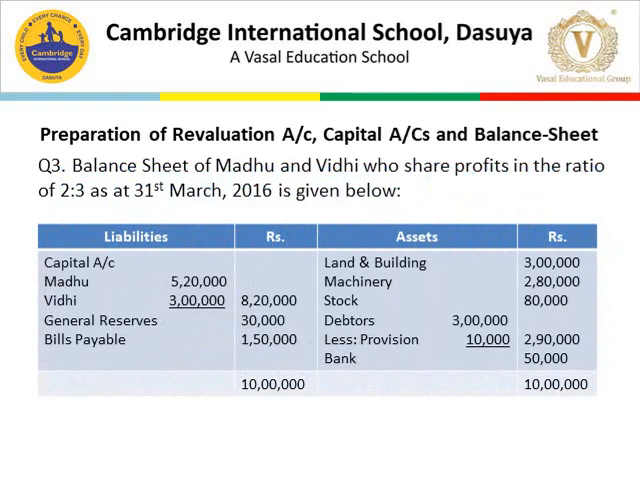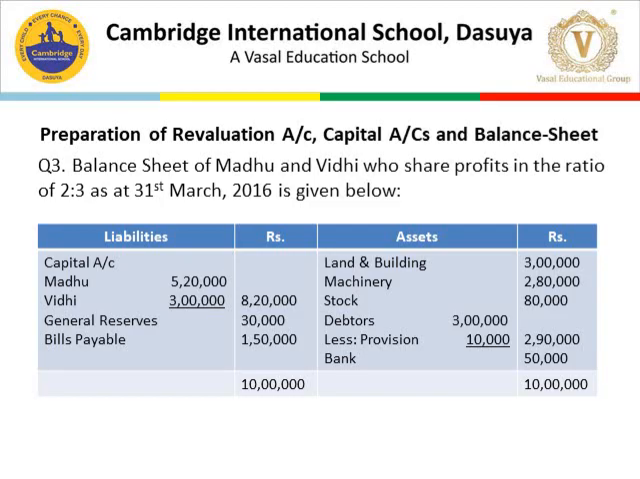Now the last question we have taken is from T.S. Garewal, question number 62. It is an 8 marks question, or we can say it's a complete question. Here we have to prepare the revaluation account, partners' capital accounts and the balance sheet of the reconstituted firm. Balance sheet of Madhu and Vidhi, who share profits in the ratio of 2:3, as at 31st March 2016 is given below.